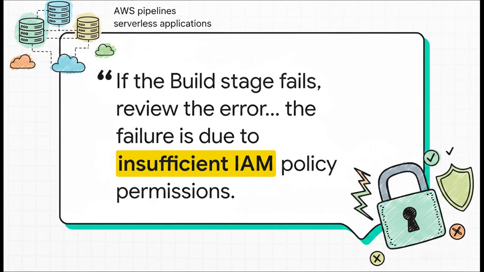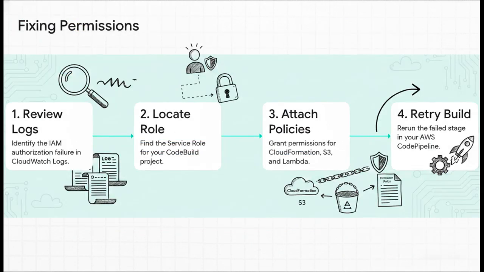And when you dig into those logs, you'll probably find some error message that looks, well, pretty scary, just like this one. But I'll let you in on a little secret. 9 times out of 10, a pipeline error like this in AWS points to one thing: permissions. And fixing it is usually a pretty straightforward process.